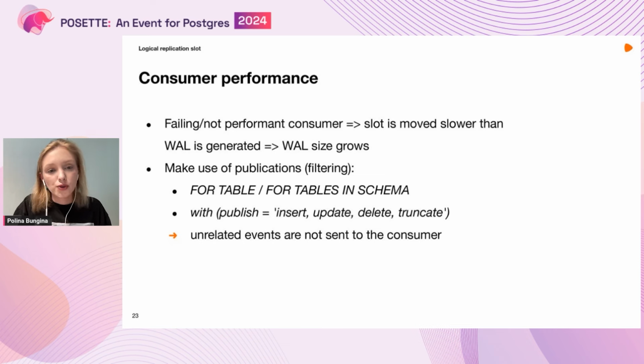And it's not only about the slot being inactive to have problems. You can also have your slot just moving very slowly in comparison to how quickly you produce writes. One of the reasons for that can be that your consumer is just underperforming. For that, first, of course, tune your consumer application, and remember to make use of publications, or actually filtering, not only on the table or schema, but also on the action you want to publish.